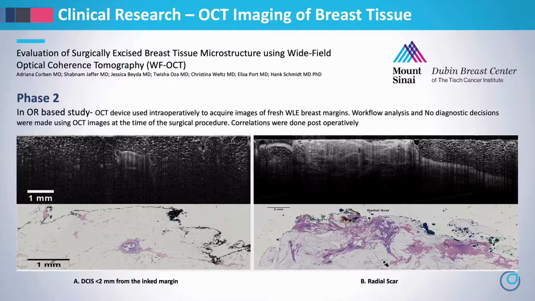Here again, we can see a focal area of DCIS less than 2 millimeters from the inked margin, and this finding is also identified in OCT. You can see this honeycomb-like structure reflecting fat, and an abnormal glandular structure here very close to the margin. In this figure, we see a radial scar reflected in the H&E. This complex area is also noted in the OCT data.